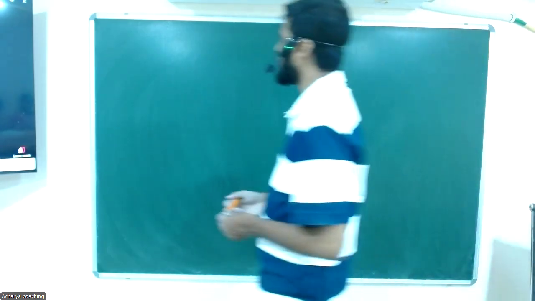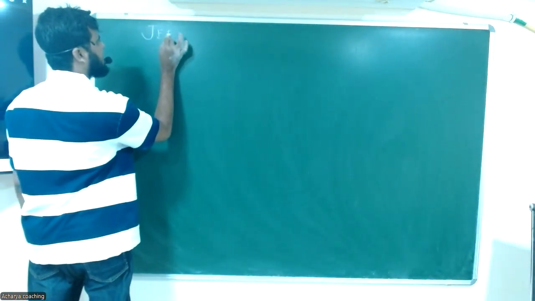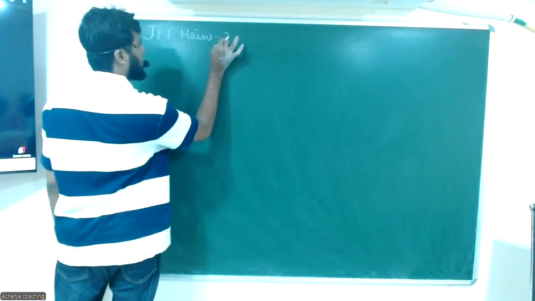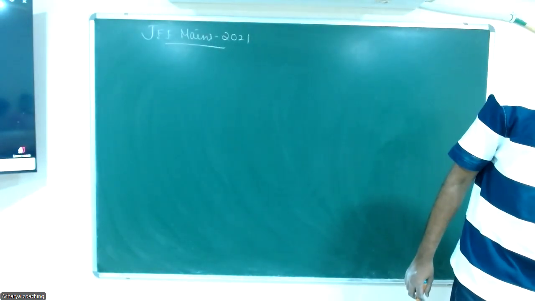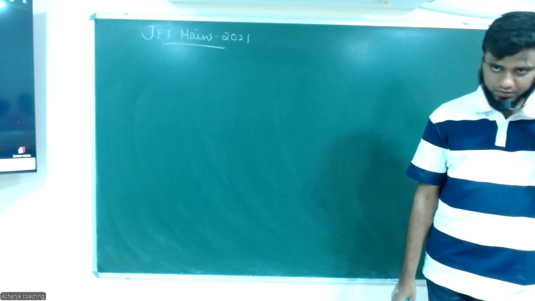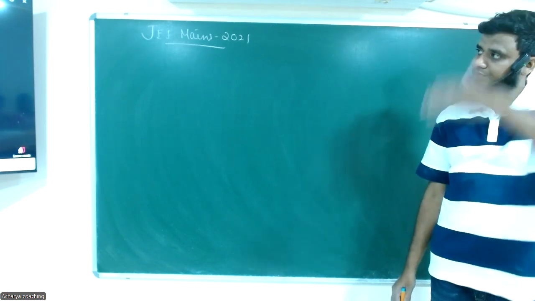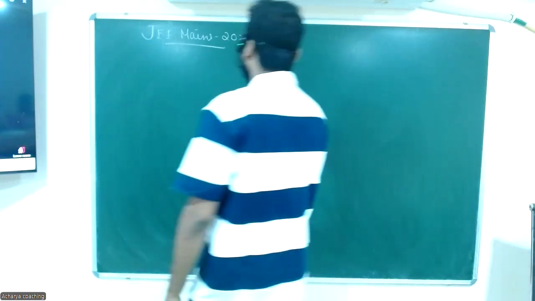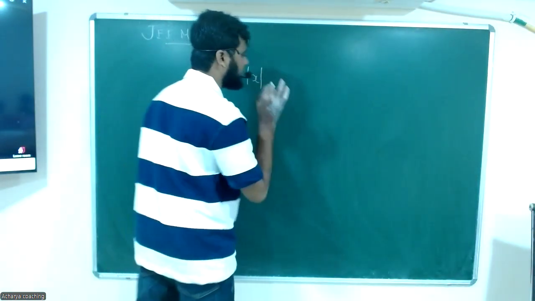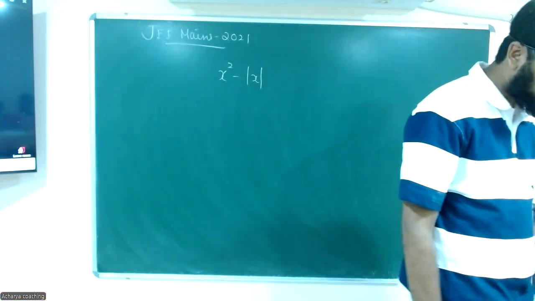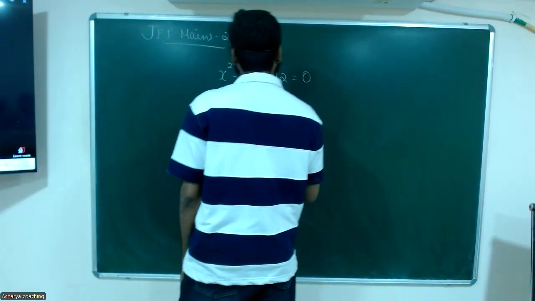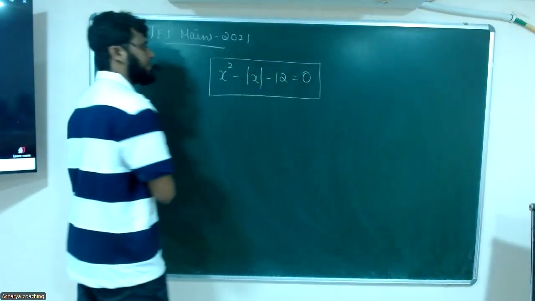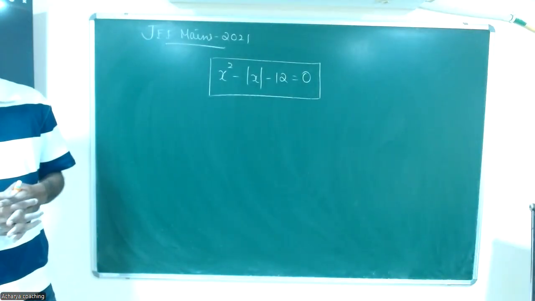This question was asked in JEE Mains 2021. Okay. So the question is, find the number of real solutions of the equation x square minus modulus of x minus 12 equal to 0. Okay.